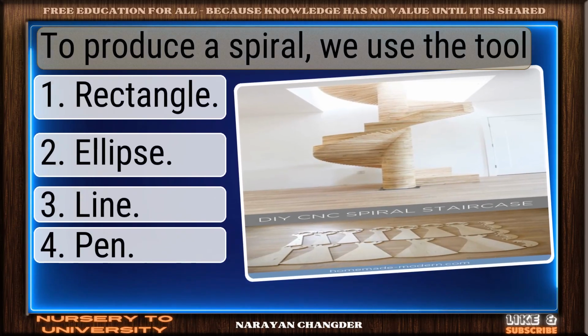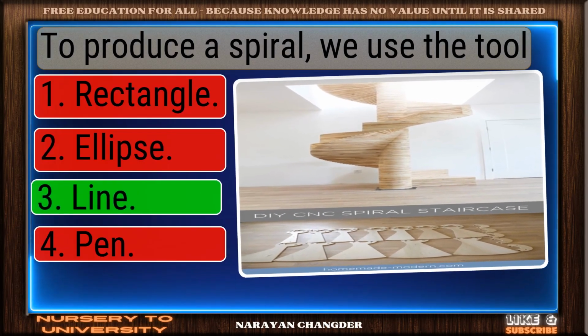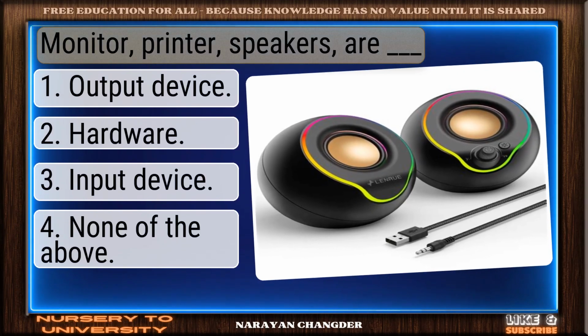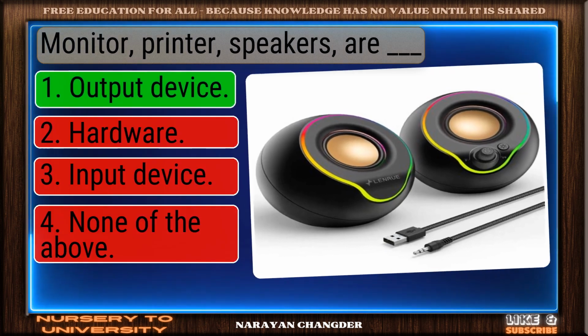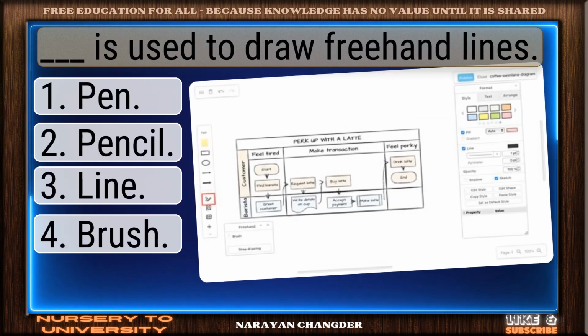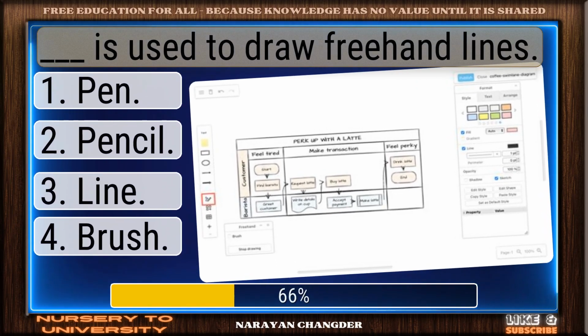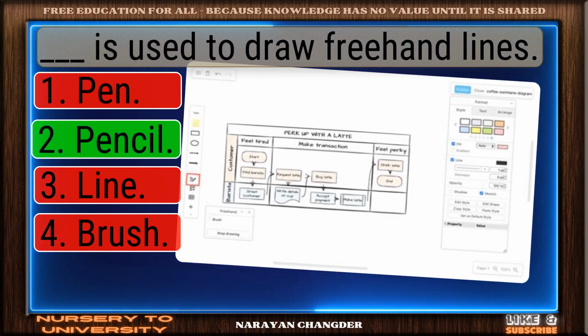To produce a spiral, we use the tool. Exactly. Line makes sense. Monitor, printer, speakers are dash. Clear logic. Output device is sound. Dash is used to draw freehand lines. On track. Pencil is correct.